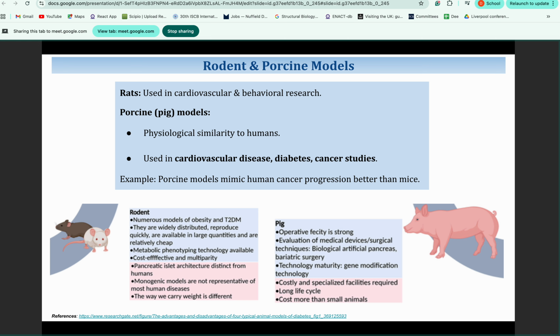But the disadvantages of using the porcine model are that they are costly and specialized facilities are required. They have a long life cycle and cost more than small animals. So this is some kind of trade-off which we need to make. If our aim is to study certain things which cannot be studied in rodents, then we go for the pig, keeping these limitations in mind.